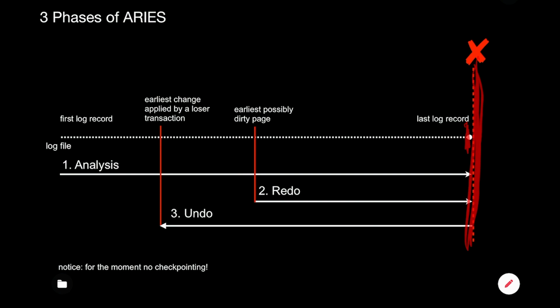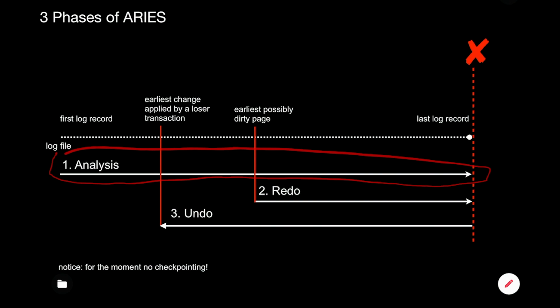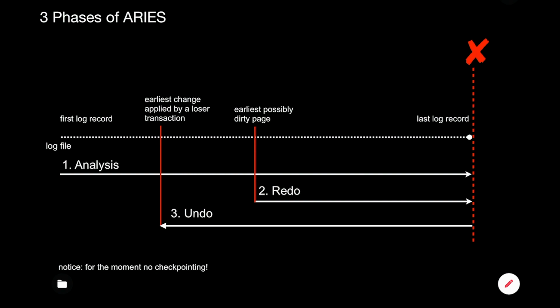And now the algorithm runs in three phases. The first is the analysis phase, which reads the log sequentially from the first log record to the end. I will explain in detail what the analysis phase does on separate slides. But basically, it determines certain metadata and information that allows the system to do the redo and undo phases.